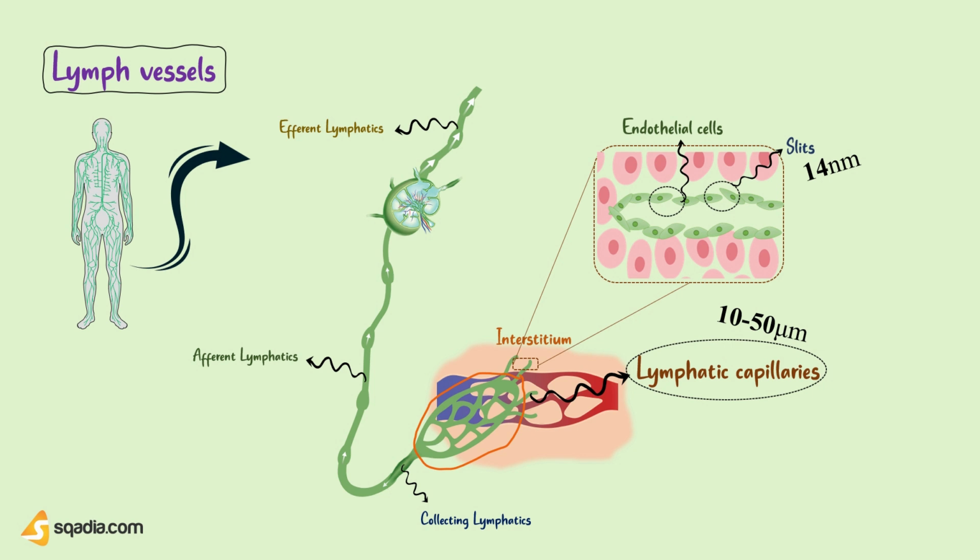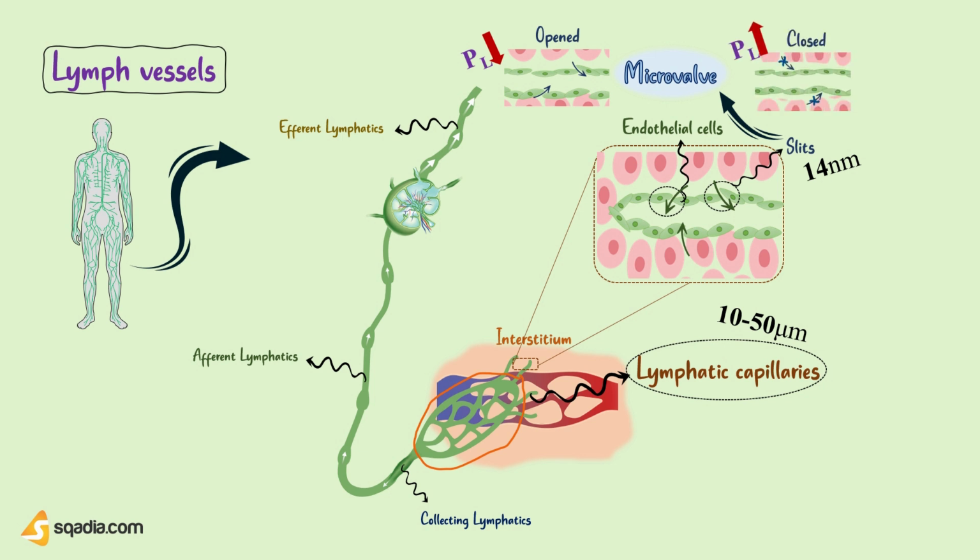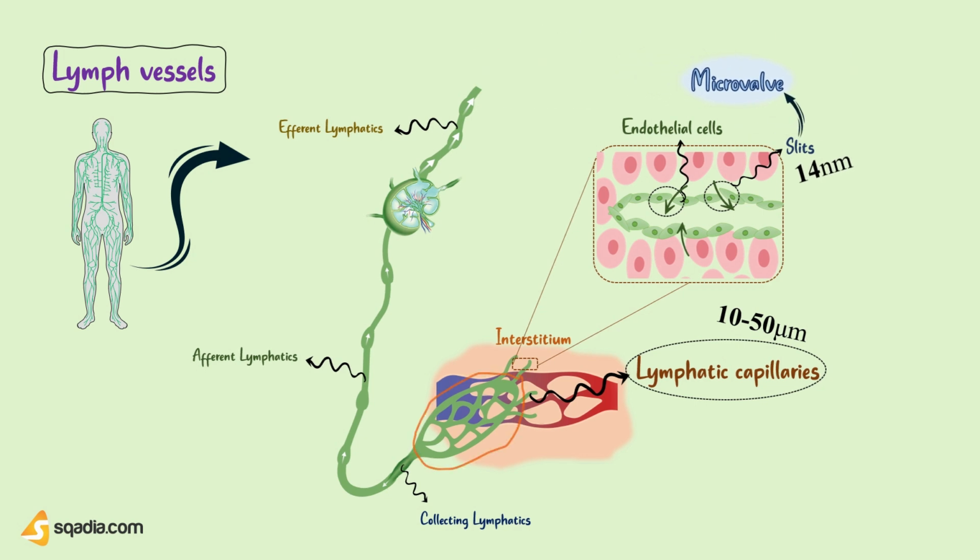Some of these endothelial intercellular clefts are greater than or equal to 14 nanometers wide, so that interstitial proteins can readily enter these lymphatic capillaries. These intercellular clefts are thought to act as one-way valves, allowing fluid to enter the lumen. These valves are named microvalves. These valves are generally opened when lymph pressure is low and are closed when lymph pressure is raised above interstitial pressure.